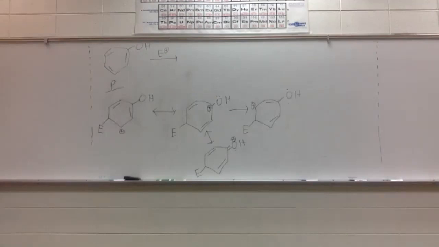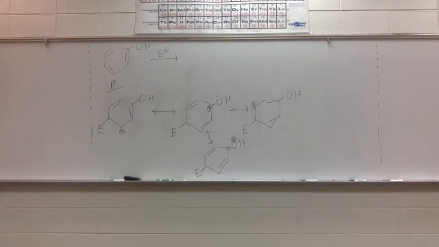What's kind of aggravating is there's not one singular thing you can look for every time. Sometimes it's a little bit more subtle than others. In this case, I think there's a pretty obvious difference amongst the ortho, meta, and para substitutions. What's the big difference between what you would get ortho, what you would get meta, what you would get para?